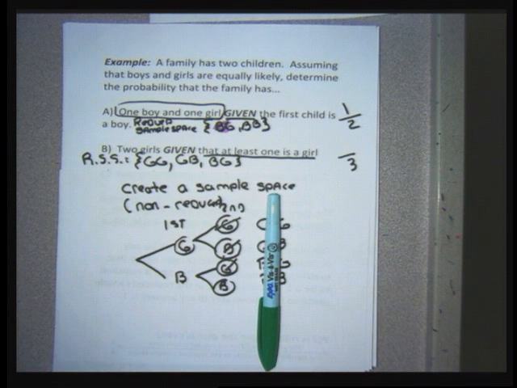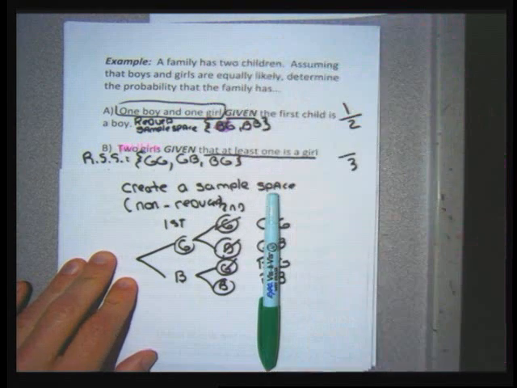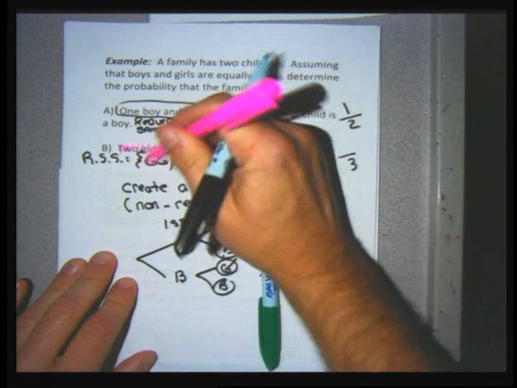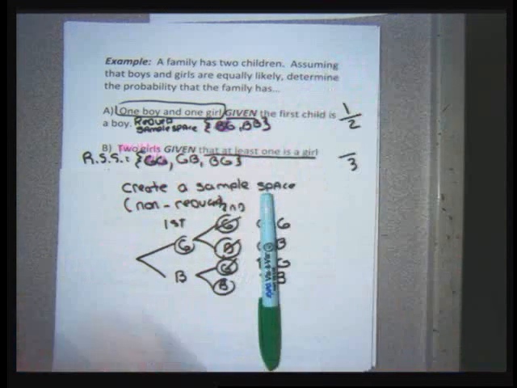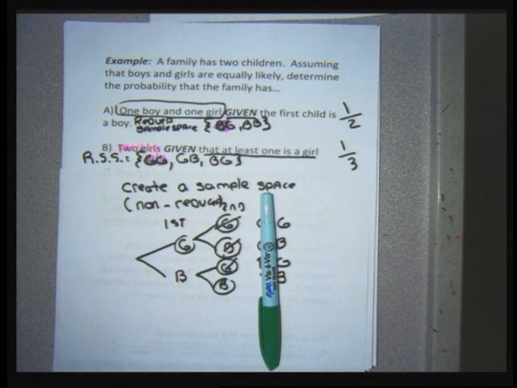Now I go to the left of the word given. I need to find anything in this reduced sample space that has 2 girls, and that's just this one right here. There's only one element in that reduced sample space that has 2 girls, so my answer to my probability question is going to be 1 in 3.